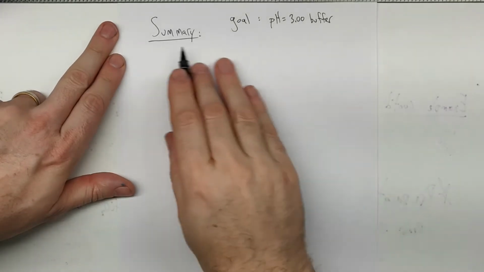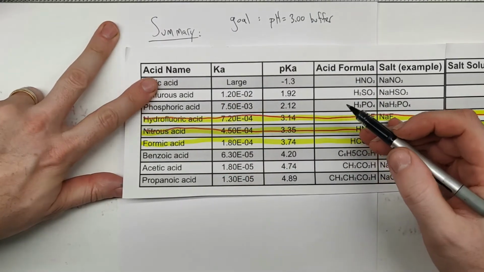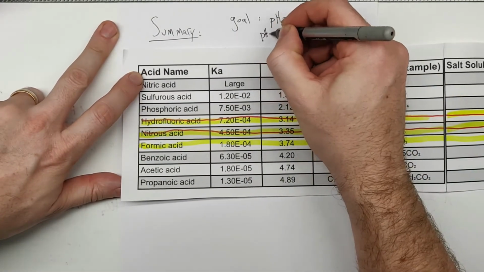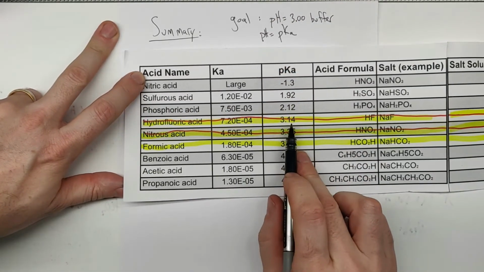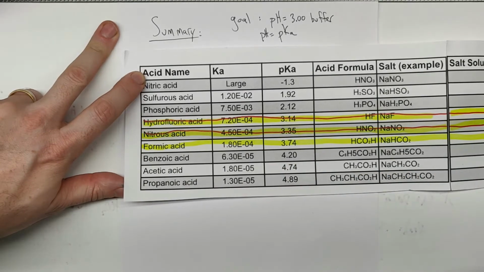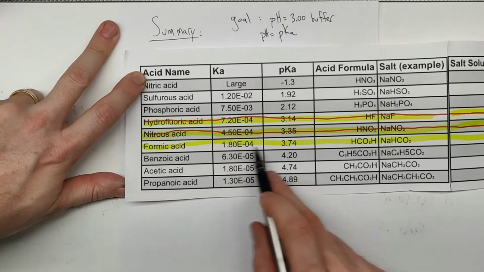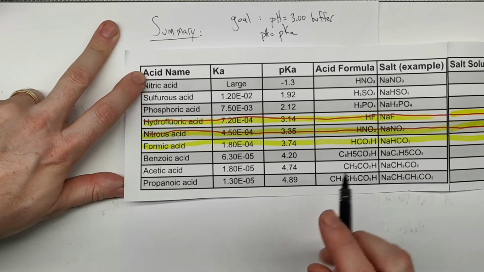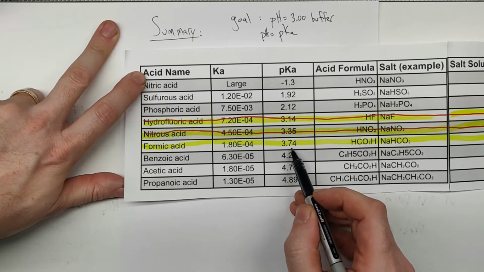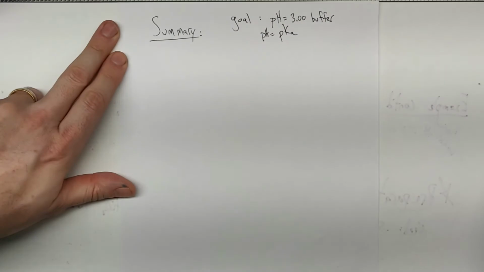As a quick summary, we had a goal of a pH 3.00 buffer. We looked at some different acid options and said, okay, if pH needs to be as close to pKa as possible, then maybe hydrofluoric acid would be good. But then we found out it's toxic and not that soluble. Nitrous acid, toxic and fairly soluble. And then formic acid, not that toxic and very soluble. So we ended up going with formic acid, even though the 3.74 was pretty far from 3. It's not a very good buffer system, and I'm sure we could have come up with a better one.